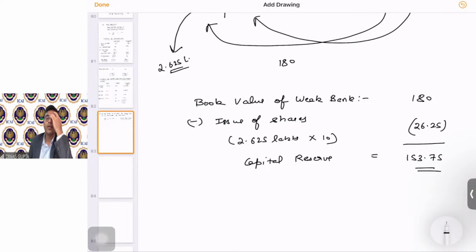Correct? Because we have got 180. Let's say we have gone to purchase a company. While purchasing a company, we will get 180 worth of assets minus liabilities. And what we are paying is only 26.25 worth of shares. So ultimately, we will get a benefit of 153.75.